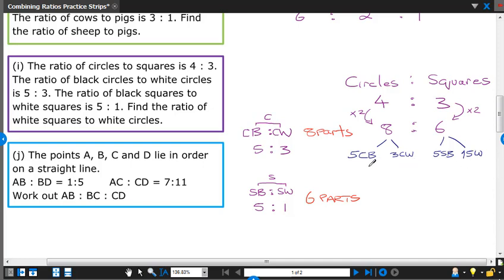Okay. So we have to find the ratio of white squares to white circles. White square to white circle. Well, there's circle white. There's 3 white circles, right? How many white squares are there? Square white 1. That's it. Done. Okay.